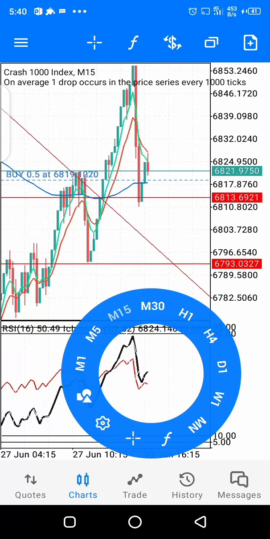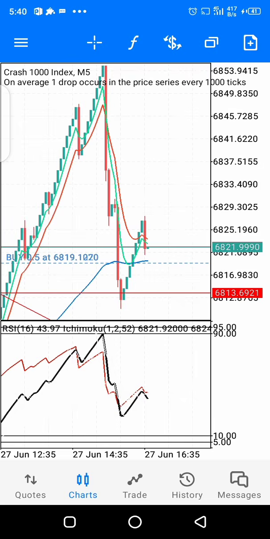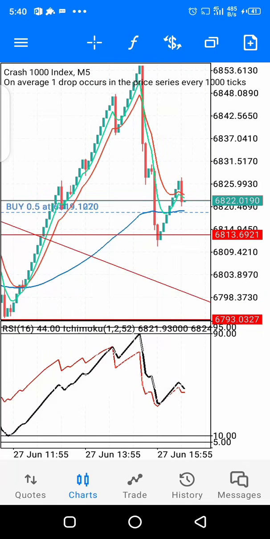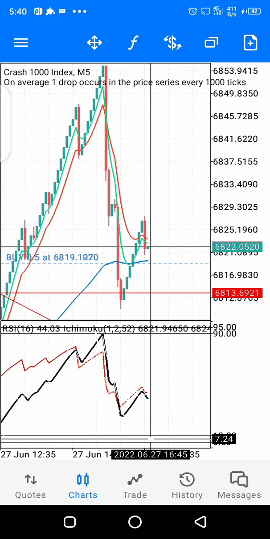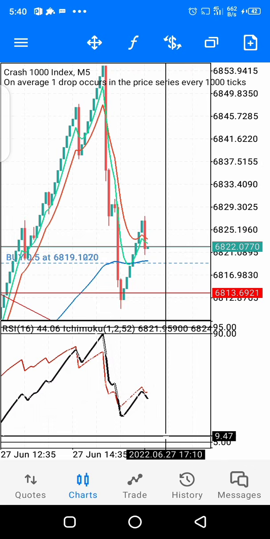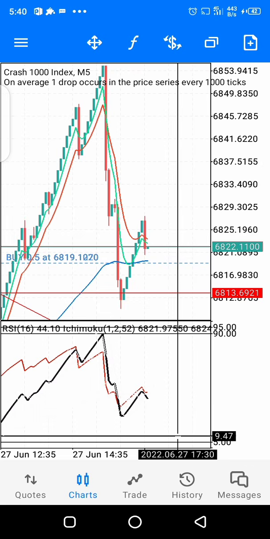Okay, so now for you to scalp, you need to move to 5 minutes. Remember when I told you for 5 minutes, move to 5 minutes. When price gets to this support level, this oversold level here, you buy at this level to the upside.